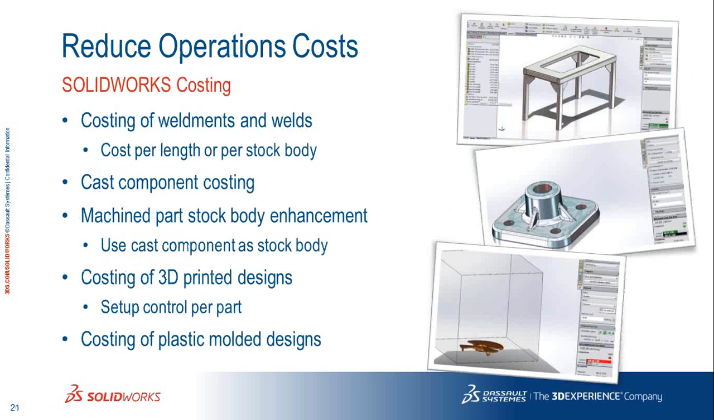The final and last topic would be about costing. In previous versions, you could estimate costs only for machined and sheet metal products, but in 2015, you can estimate costs for structures like weldments and weld beads as well. Cast components can also be estimated. Part stock can be estimated. 3D printing designs can also be estimated. Plastic molding designs can also be estimated in 2015 in SolidWorks Costing.